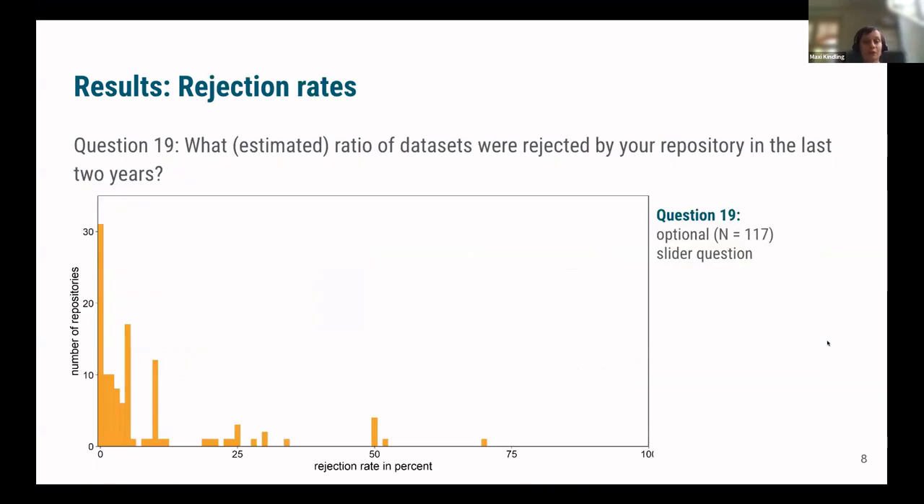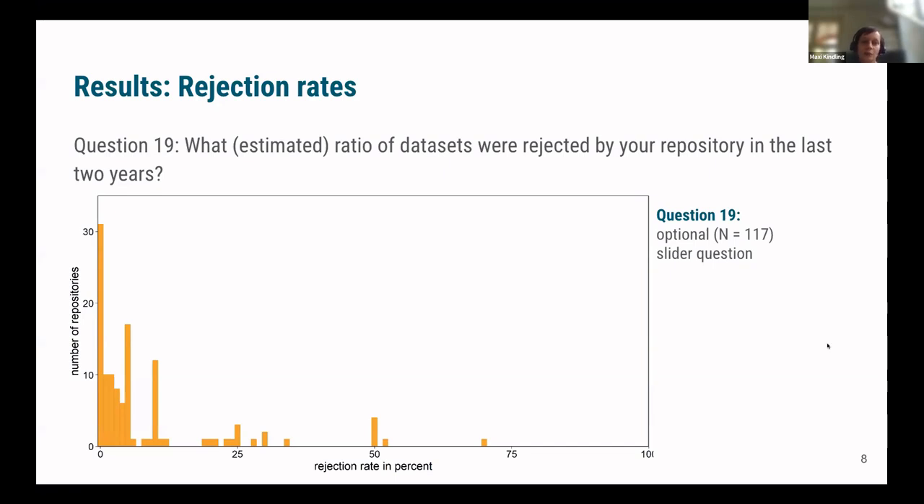Another aspect we found very interesting, and we knew less about at the point of the survey, was the question: how many repositories are actually rejecting data deposits? And of the repositories that would consider rejecting data deposits, some provided an estimation of the rate of rejected data sets in the last 2 years.